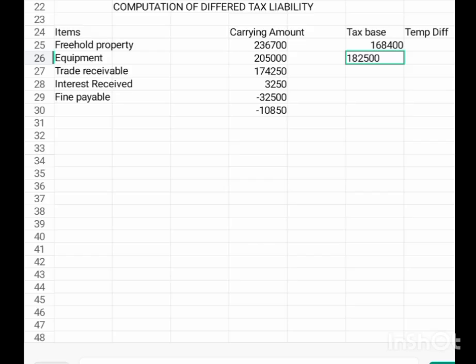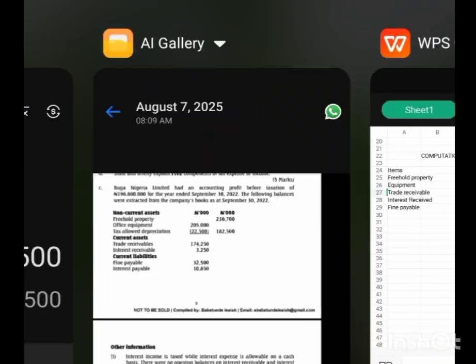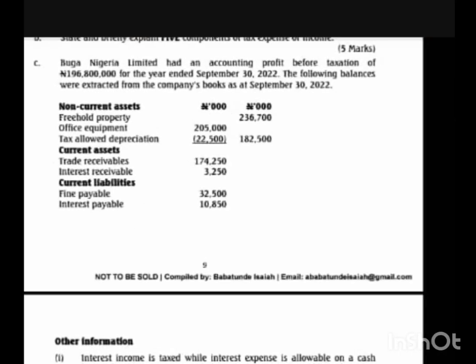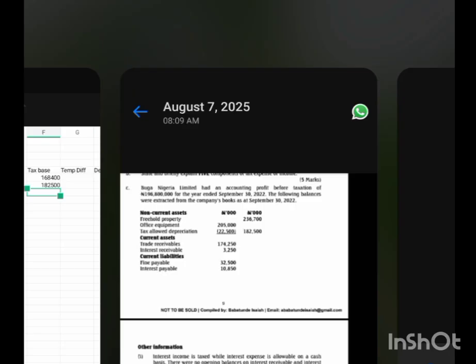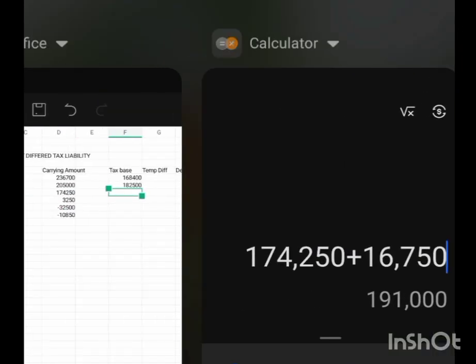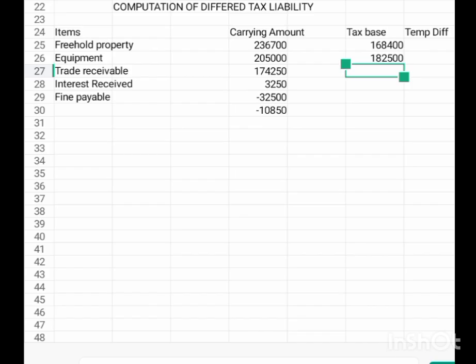Then we have what? We have trade receivable. So we come and check the additional information as touching trade receivable here. We're told that the trade receivable above is shown net of an allowance for doubtful debt of 16,750. So we will add that, which gives us 181,000. So bring your 181,000 here as your tax base, 191,000 altogether.